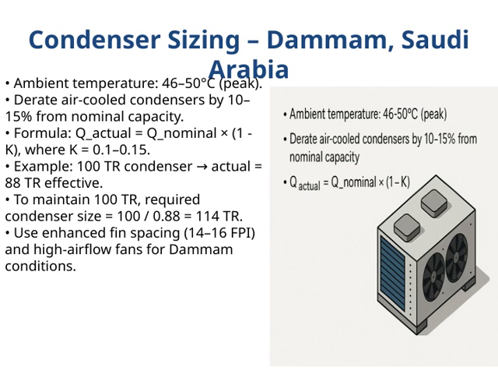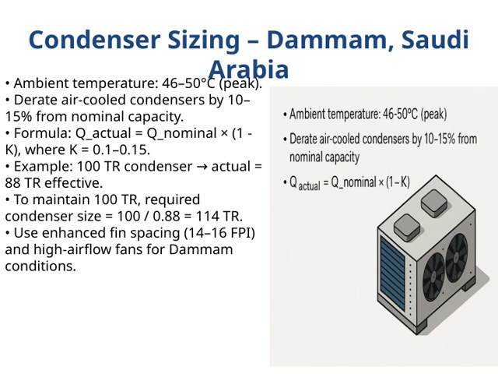In practical terms, this means if you have a condenser rated at 100 TR, the actual effective capacity under Dammam conditions would be around 88 TR, considering a 12% derate as an example. To maintain the desired 100 TR capacity, you'd need to size the condenser larger, specifically about 114 TR, so it compensates for the derating.